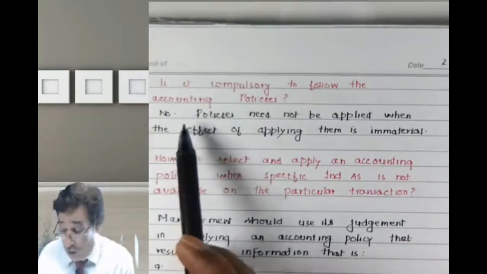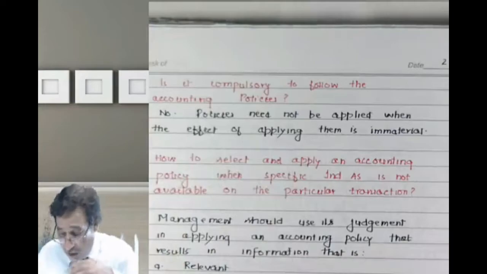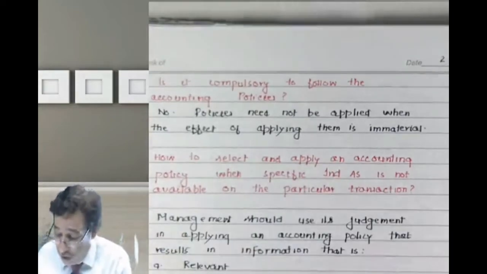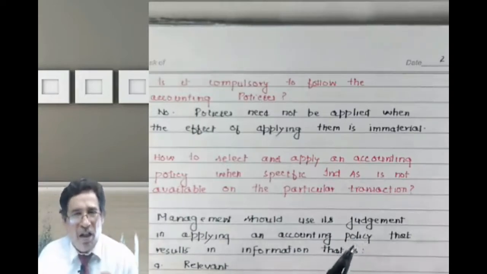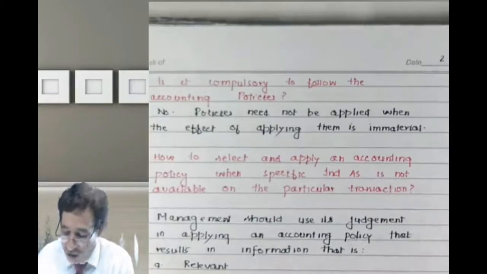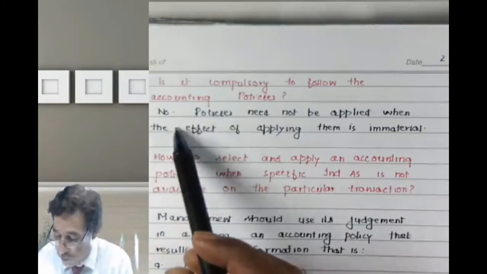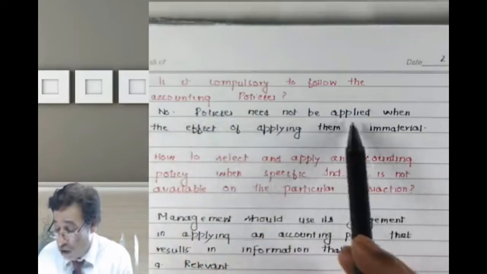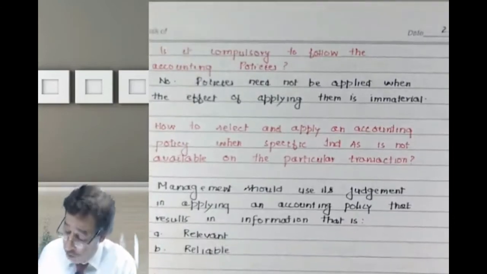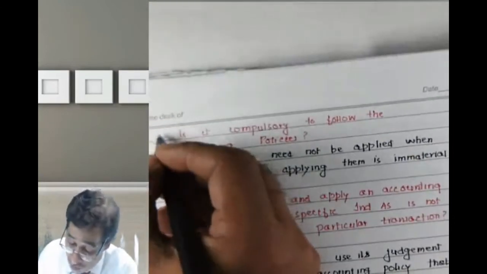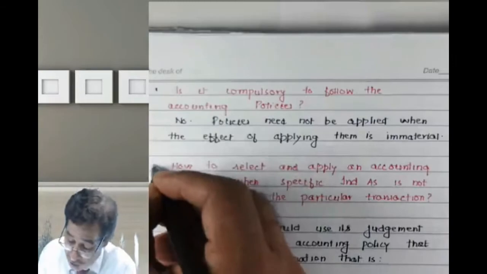Your answer sometimes may appear to be yes, but the answer actually is no. A policy need not be applied when we think that by applying this particular policy, we may not be able to give proper information, or when we think that it is immaterial, not quite significant. So indirectly it means the answer is no. It is not compulsory for us to adopt a particular policy. So no, policies need not be applied when the effect of applying them is insignificant, immaterial, correct? So you can say this is question number 1 for simplicity's sake. I will simply write it this way, otherwise it will get confusing.